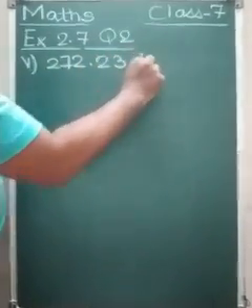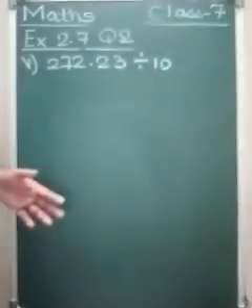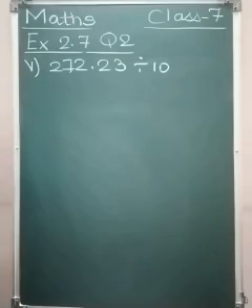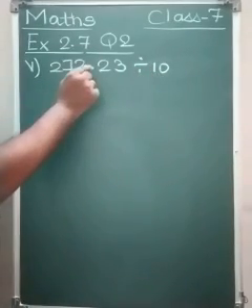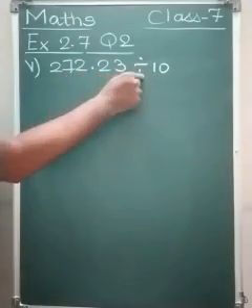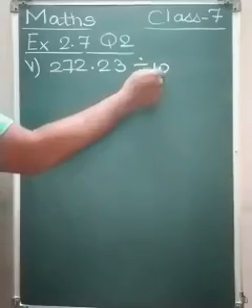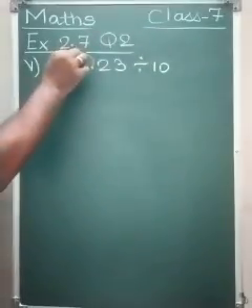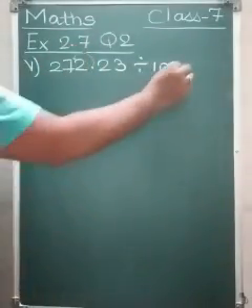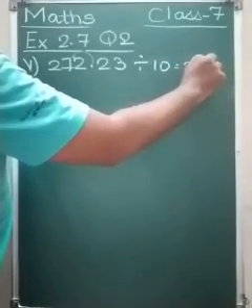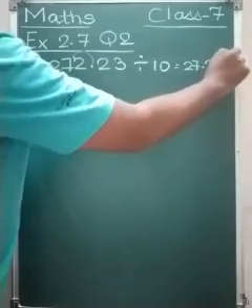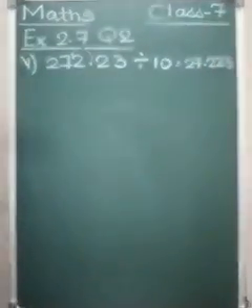272.23 divided by 10. Again, we will orally try to solve the answer. Divide by 10. The decimal point is here. Since it is division, the point will shift towards the left hand side. How many places? Only one place. So the decimal point should come somewhere here, and our answer should be 27.223. Okay, let us solve and see.